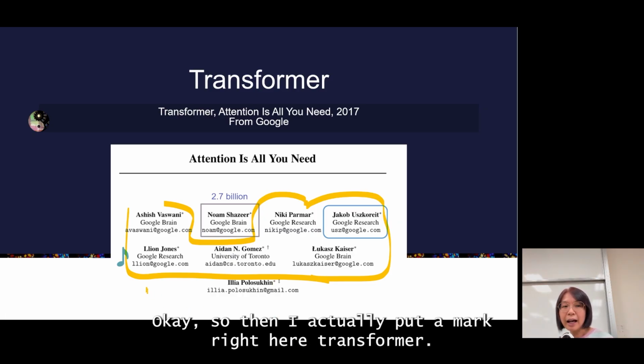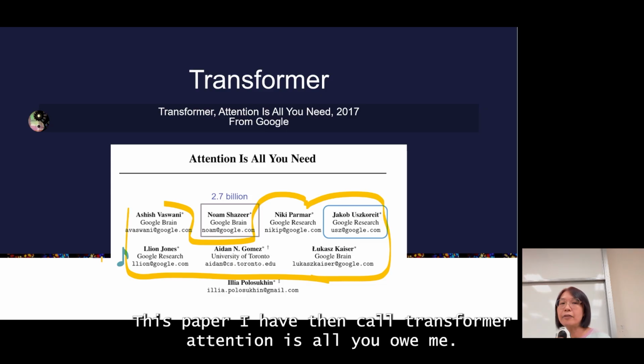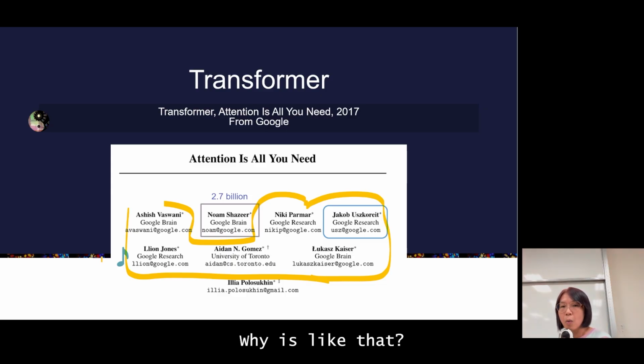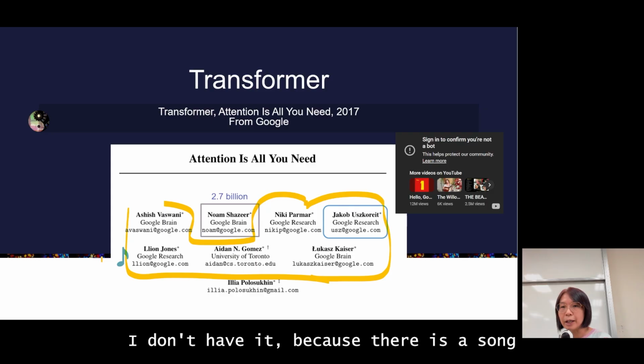Okay, so I put a mark right here. Transformer: this paper has a name called Transformer, Attention Is All You Need. Why is it like that?